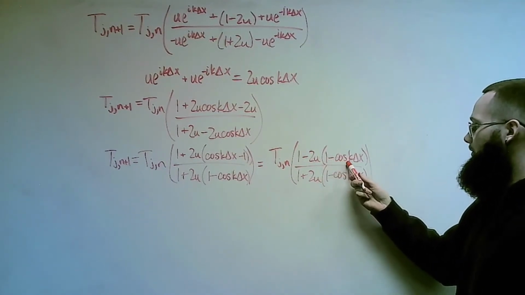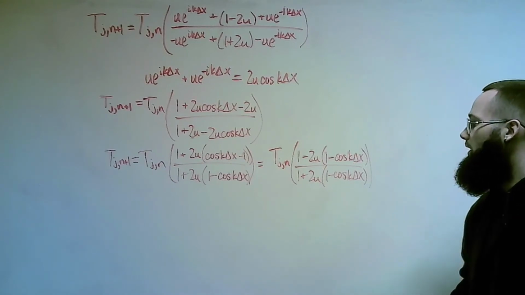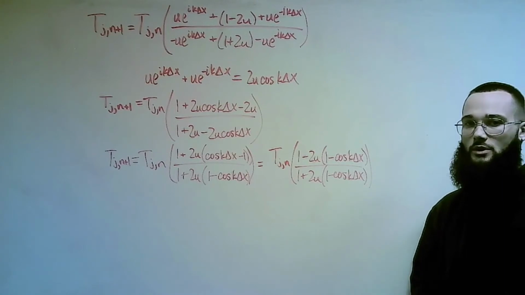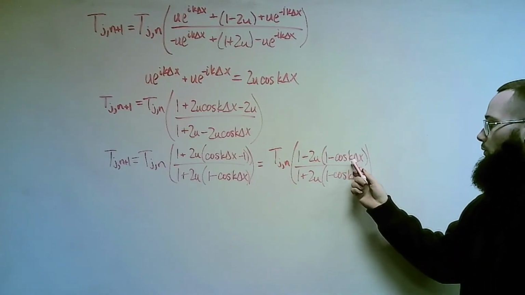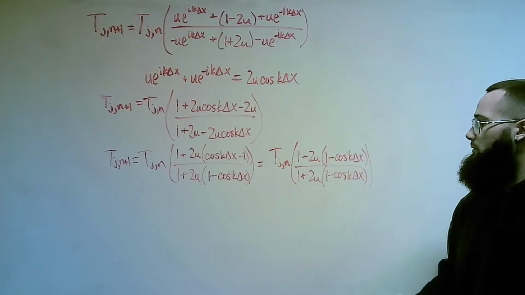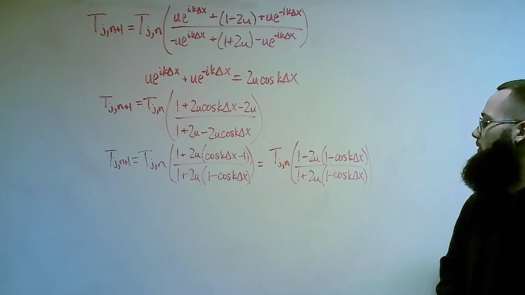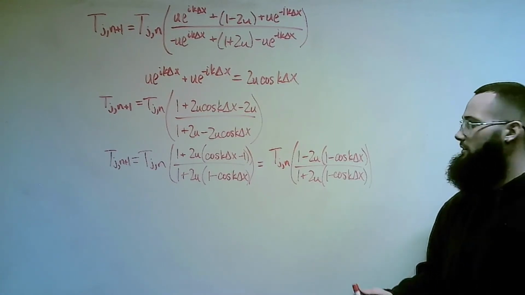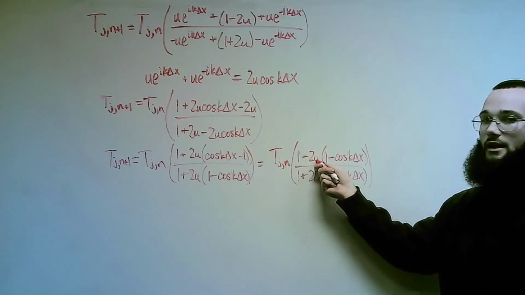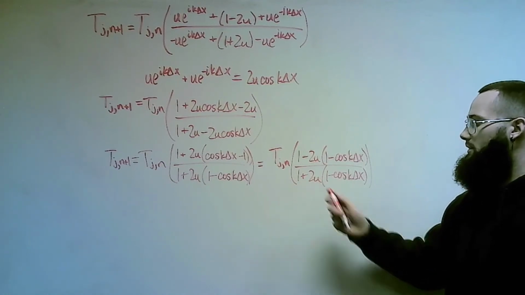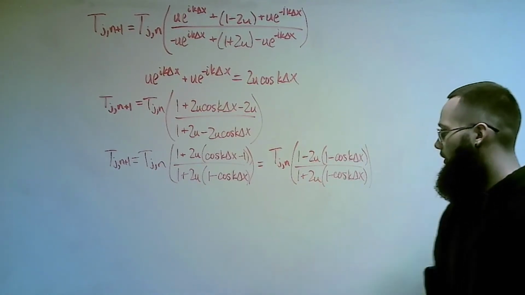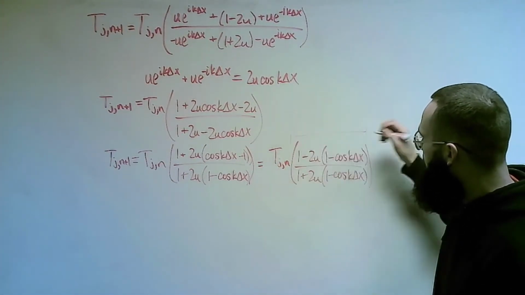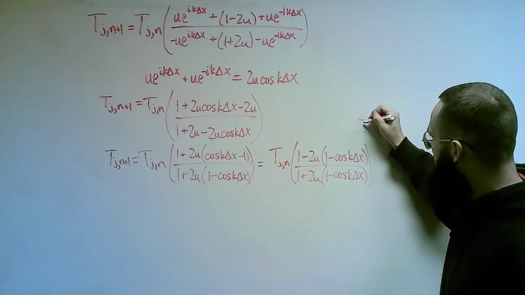So 1 minus cosine k Δx. As we know, at its minimum, cosine can be negative 1, and at its maximum, cosine can be 1. So this term will never be negative. And so because of that, we have 1 minus a non-negative number over 1 plus a non-negative number. This function right here is always going to be less than 1.